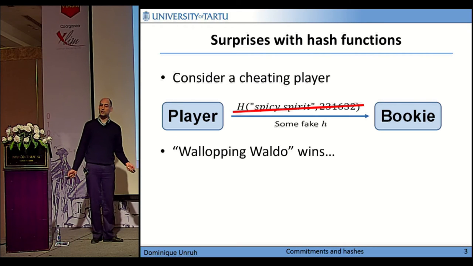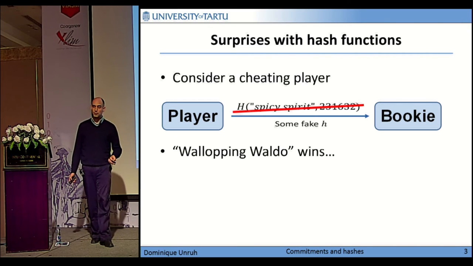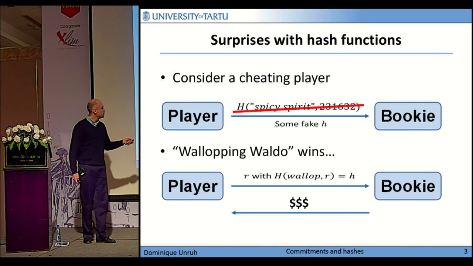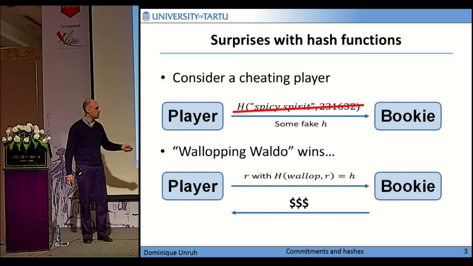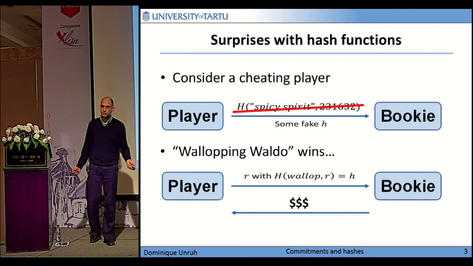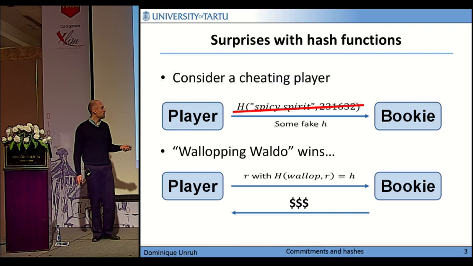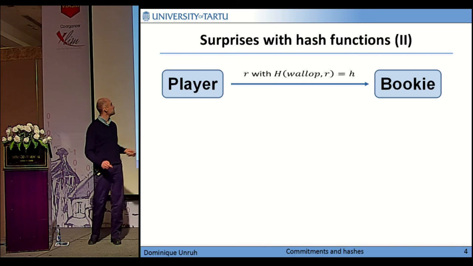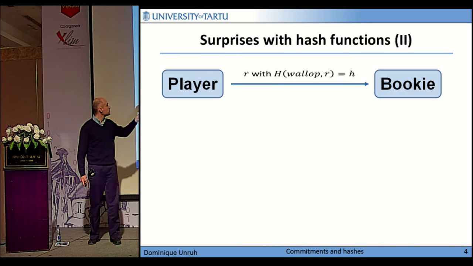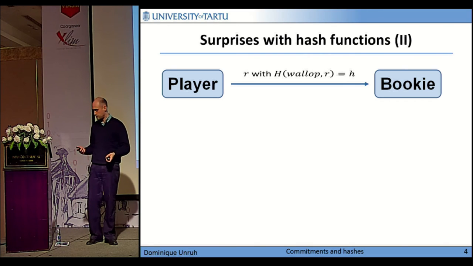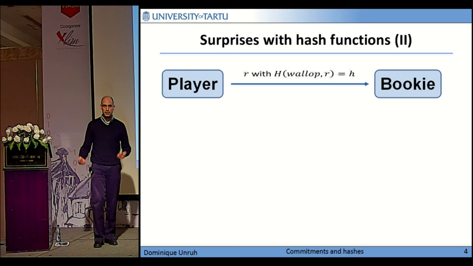And later, when some other horse wins, say Walloping Waldo, the player performs some algorithm to find an r so that the hash of Walloping Waldo and r equals the value h he sent earlier, and the bookie sends money. So this would be a typical attack. And now I ask, is this possible? Well, if we do not specify anything about the hash function, of course it could be possible. It could be that the hash function is the all zero function or something like this.